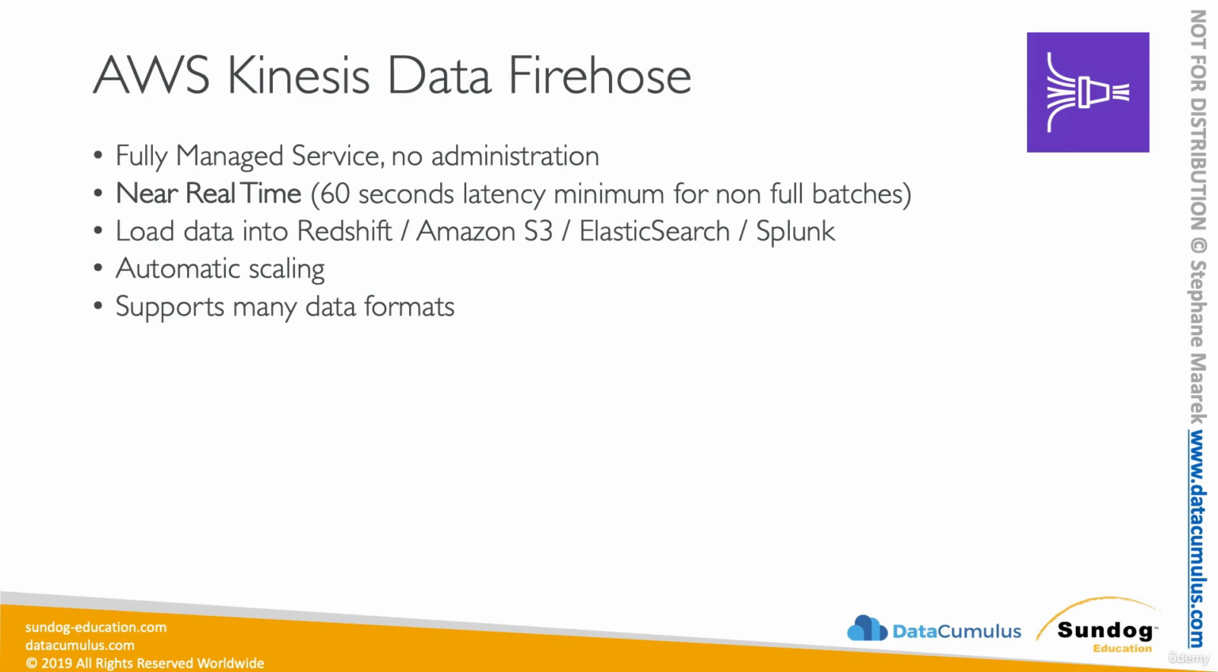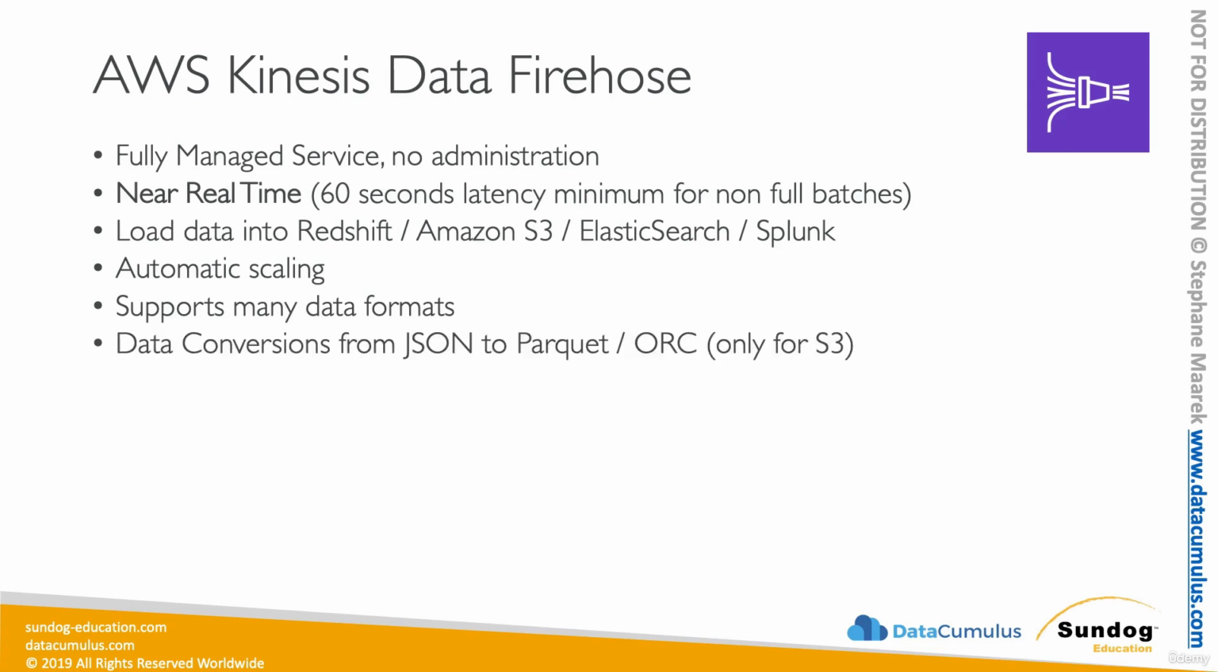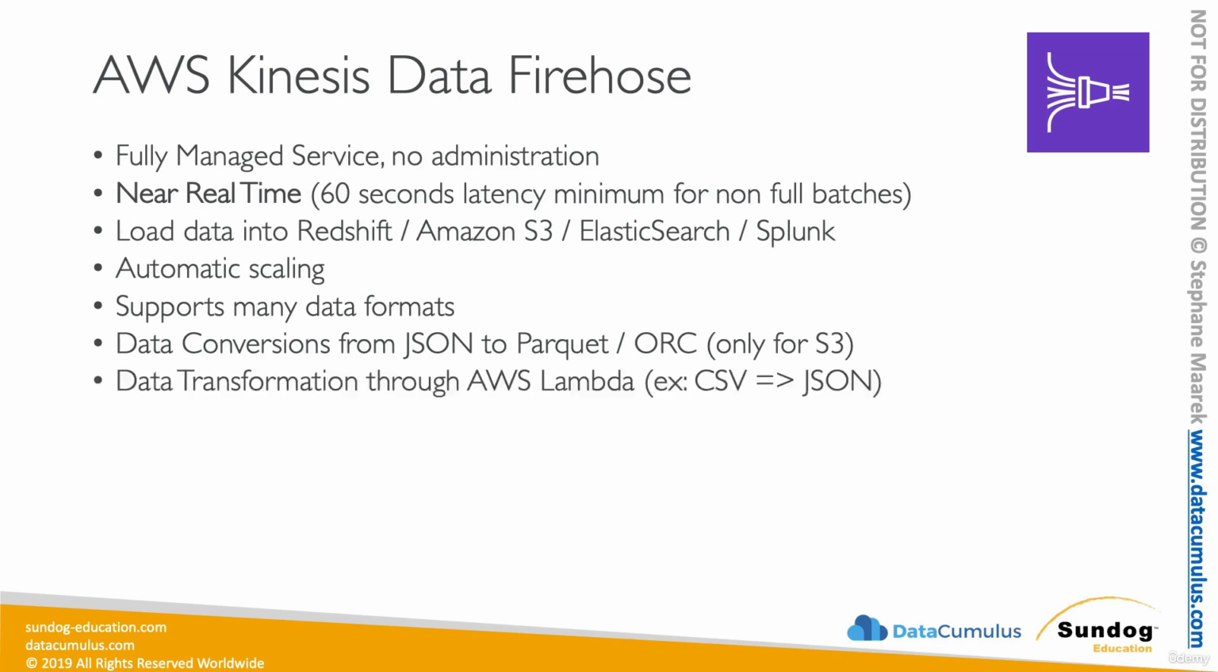It also supports many data formats and is able to do data conversion, for example, from JSON to Parquet or ORC if you use S3. The other data transformations you can do are done through AWS Lambda. For example, if you wanted to transform a CSV into a JSON file, we could use AWS Lambda to do that transformation coupled with Kinesis Data Firehose.